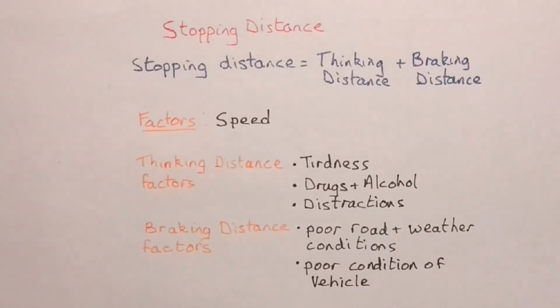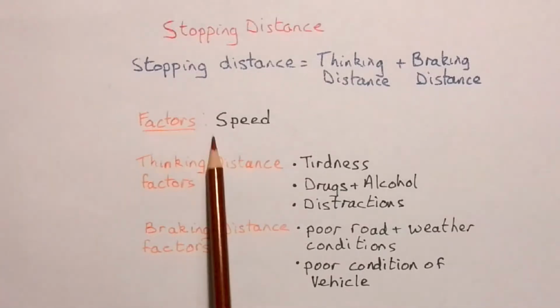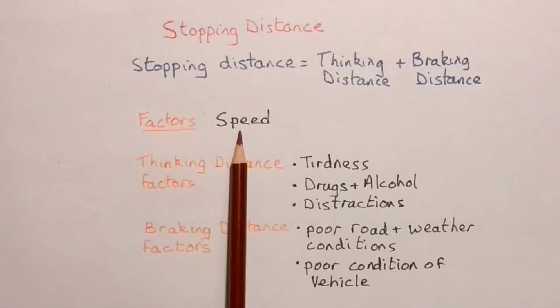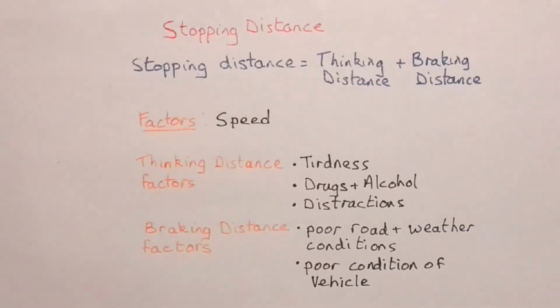What are the factors that affect the stopping distance of a vehicle? The number one factor is speed. The faster the vehicle, the greater the distance it will take to stop. The stopping distance can be broken into two factors: the thinking distance factors and the braking distance factors.